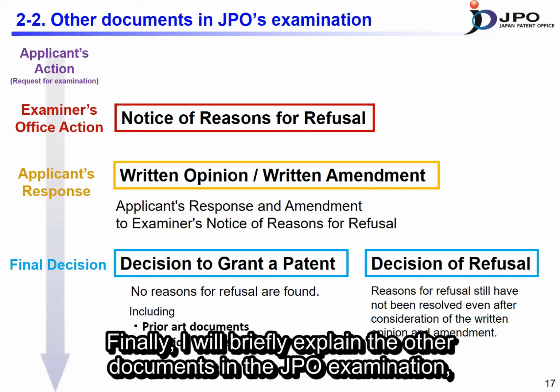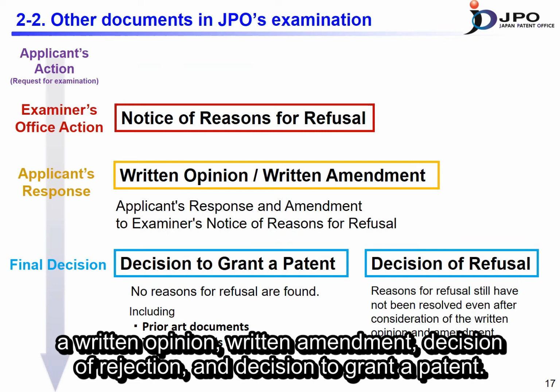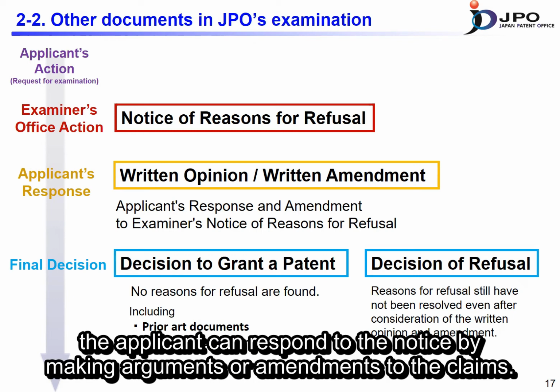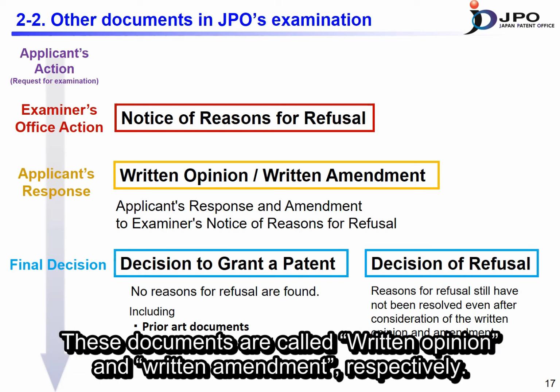Finally, I will briefly explain the other documents in the JPO examination: written opinion, written amendment, decision of rejection, and decision to grant a patent. After receiving a notice of reasons for refusal from the examiner, the applicant can respond to the notice by making arguments or amendments to the claims. These documents are called written opinion and written amendment, respectively.